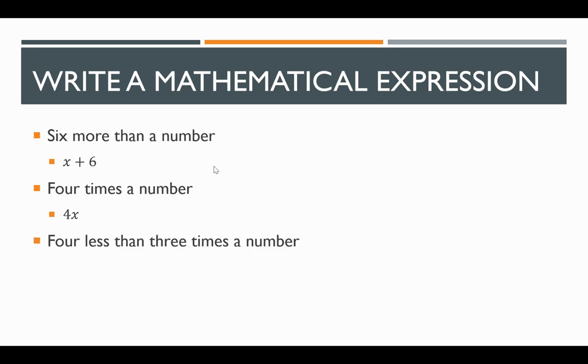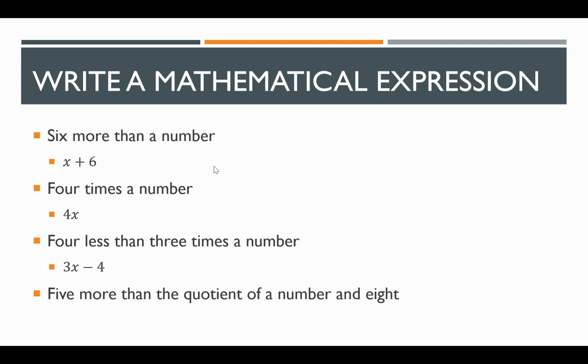The next example here, 4 less than 3 times a number. So we're doing minus 4 of some kind. That's where 4 less comes in. And then 3 times a number is going to be 3x. 3x minus 4. Fourth example here, 5 more than the quotient of a number and 8.